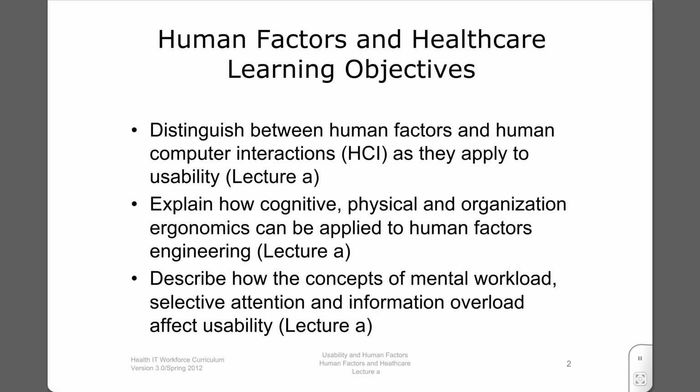This unit covers the following objectives. 1. Distinguish between human factors and human-computer interaction, HCI, as they apply to usability. 2. Explain how cognitive, physical, and organizational ergonomics can be applied to human factors engineering, and 3. Describe how the concepts of mental workload, selective attention, and information overload affect usability.